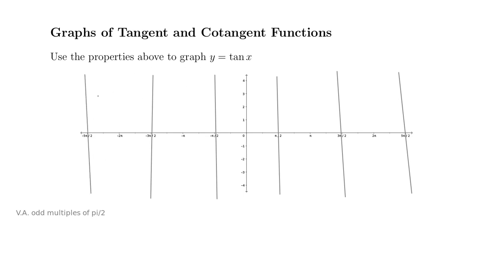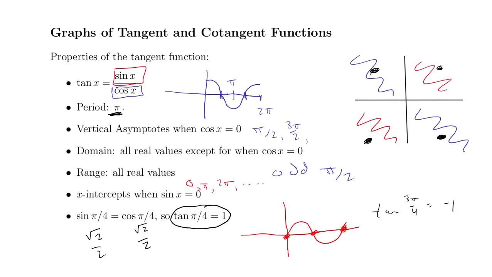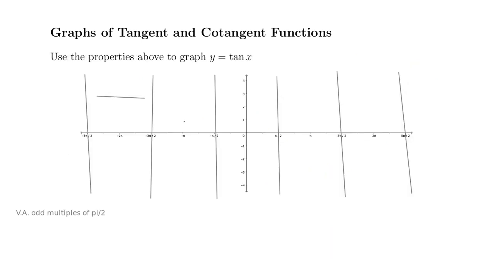Now you'll notice the distance between here is pi, which makes sense because we said the period of this function is pi. So once we know one of those things, we can just kind of keep going from there. So we've got these odd multiples of pi over 2 for our vertical asymptotes.